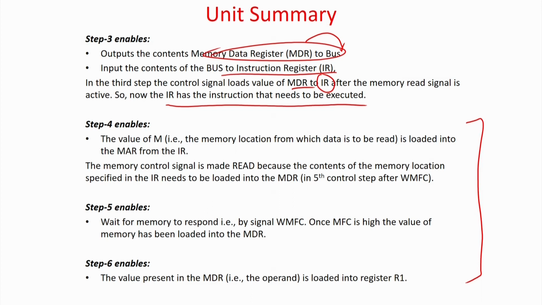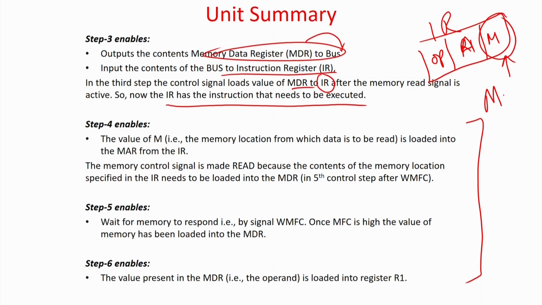For example, the value of M, i.e. the memory location from which the data is to be read, is loaded into the memory address register from the instruction register. What is this saying? It is saying that your instruction register IR now has the opcode, and also some R1, in the example I am taking, and some M. Let us make it simpler: instead of R1, let us call it accumulator. So, you have to take one operand from the memory location M. This address will be loaded to the memory address register, so that in the next cycle you can fetch the value from the memory location given here.